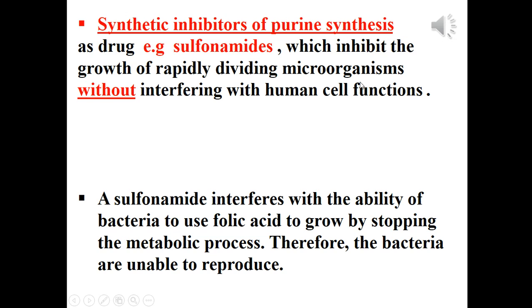Synthetic inhibitors of purine synthesis. It means a drug. For example, sulfonamides, which inhibit the growth of rapidly dividing microorganisms without interfering with the human cell function. A sulfonamide interferes with the ability of bacteria to use folic acid to grow by stopping the metabolic process. Therefore, the bacteria are unable to reproduce.